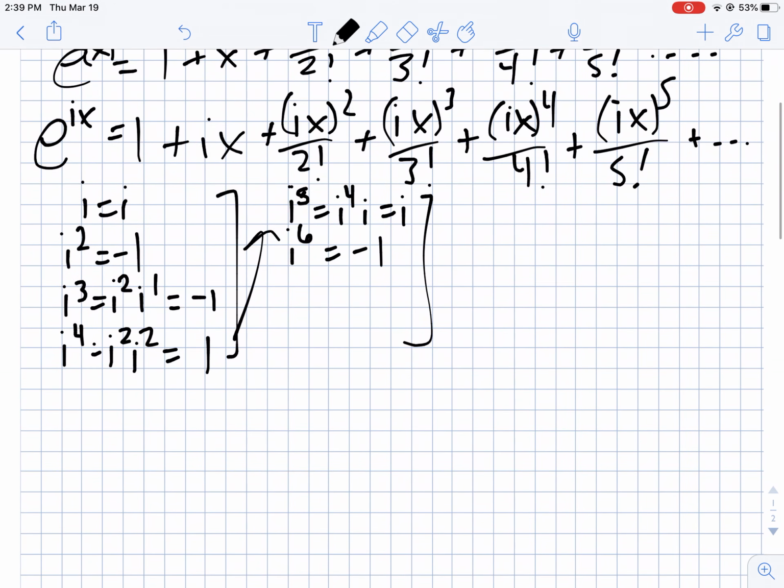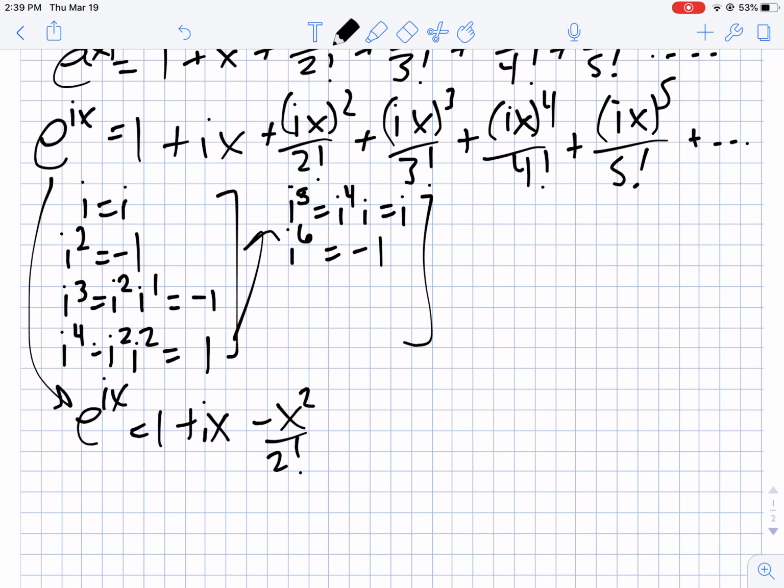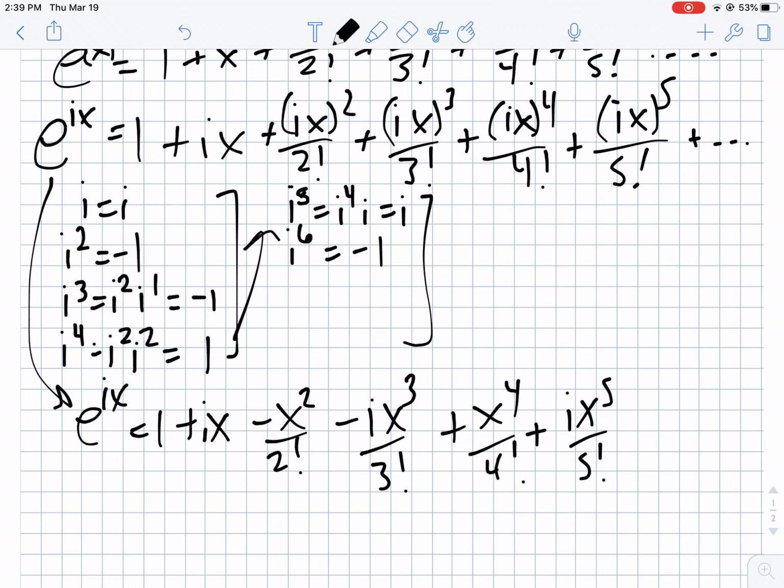All right, so keeping that in mind, let's rewrite this, and we're going to write this as e to the ix equals 1 plus ix. So i squared is -1, so that's minus x squared over 2 factorial. i cubed is -i, so minus i x cubed over 3 factorial. i to the 4th is 1, so plus x to the 4th over 4 factorial. i to the 5th is just i, so that's plus i x to the 5th over 5 factorial.